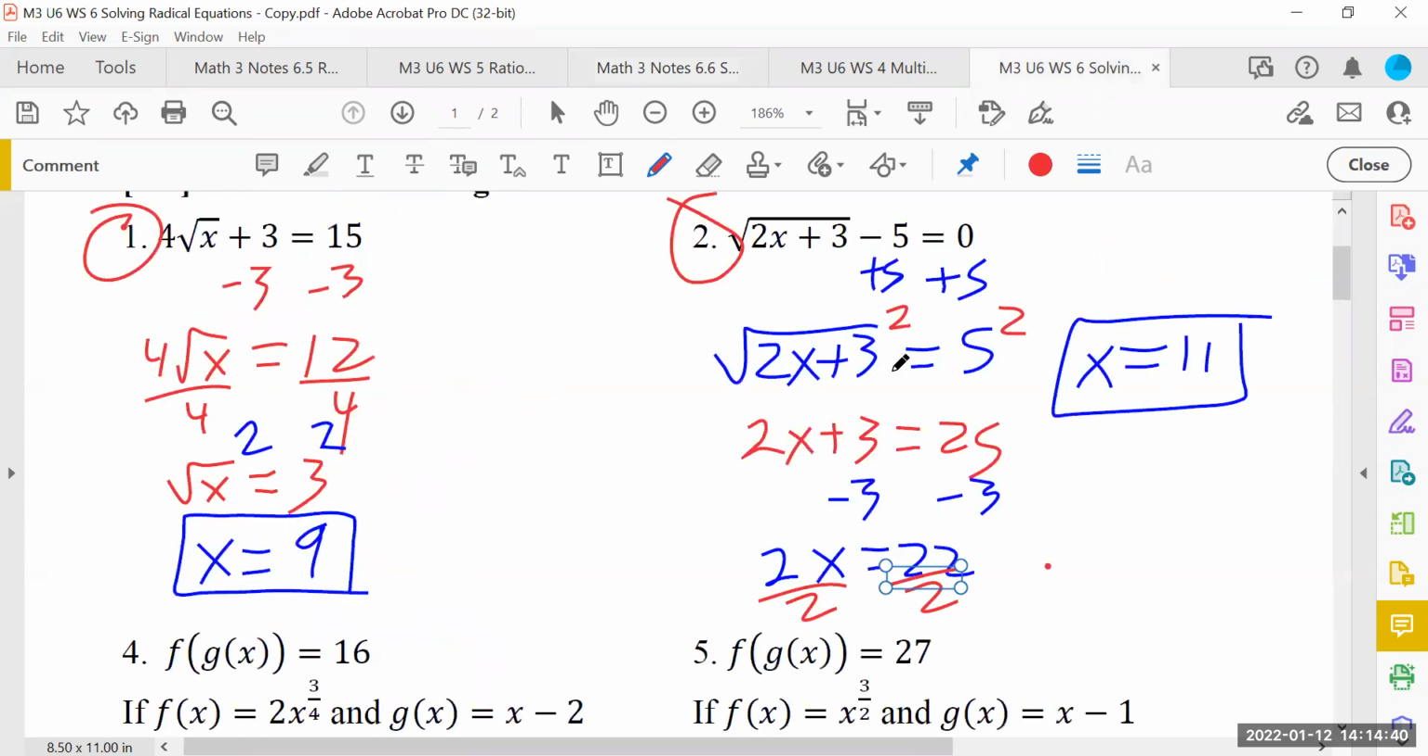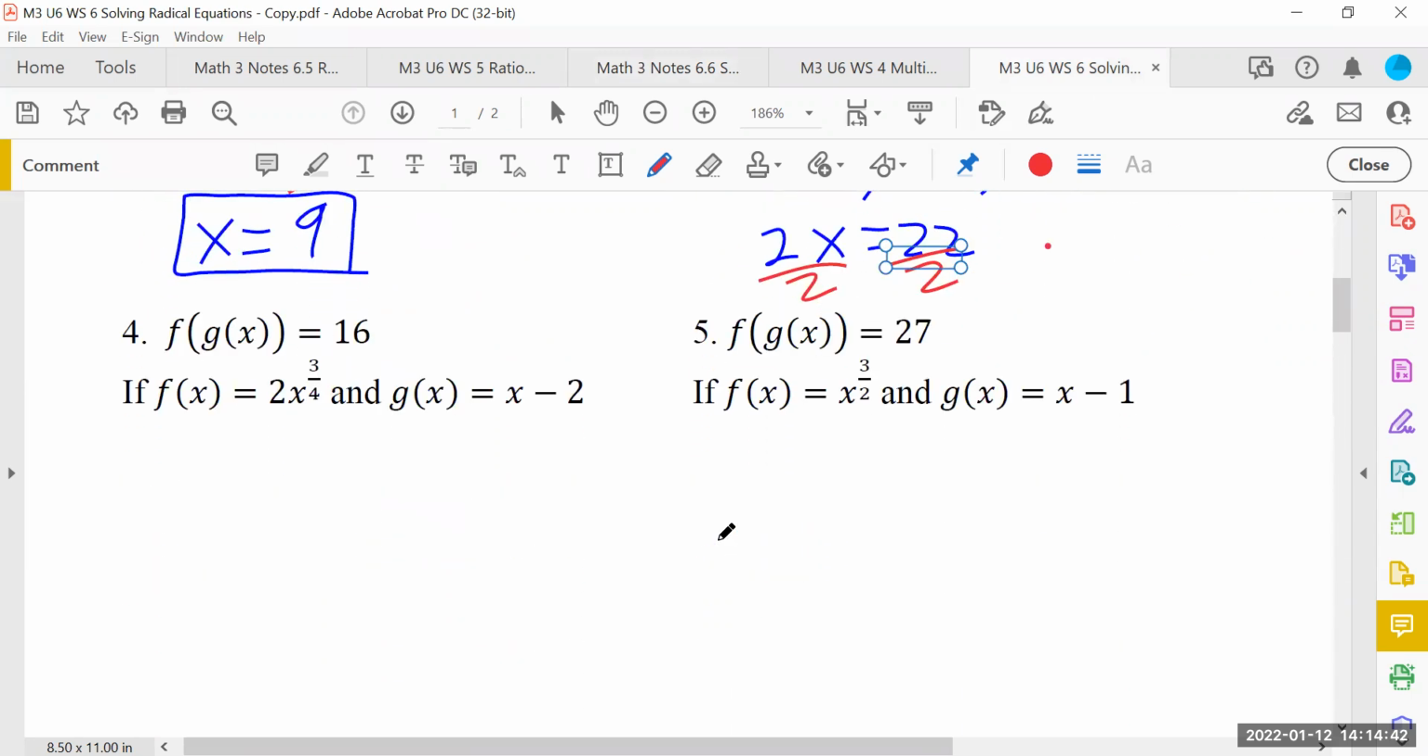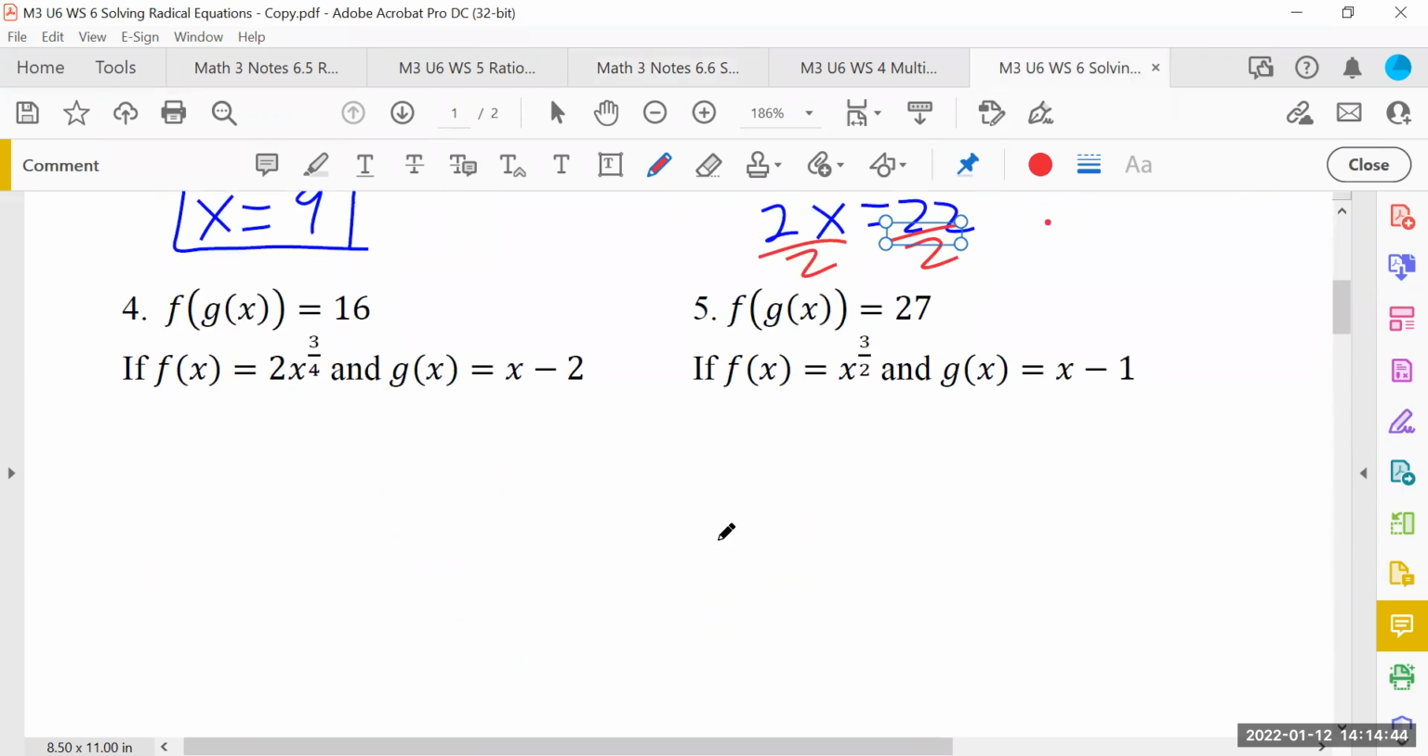So let's go ahead and try. I want you guys to try number 4 on the homework. If you are not sure how to set up this problem, check with someone at your group. If no one at your group knows how to set it up, raise your hand and ask.